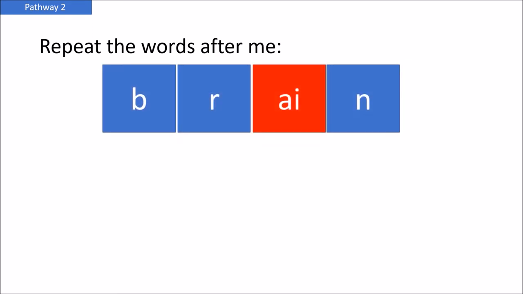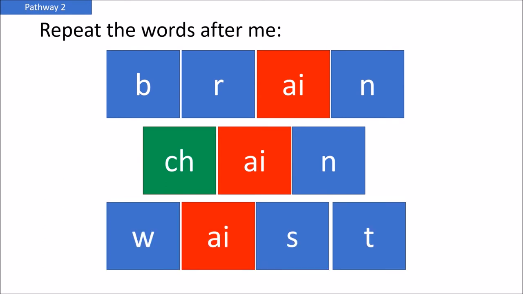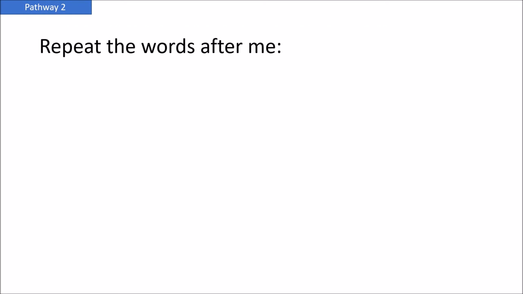Brain. B-R-A-N. Brain. Chain. Ch-A-N. Chain. Waste. W-A-S-T. Waste. These words all contain the vowel team A-I. Repeat the words after me.